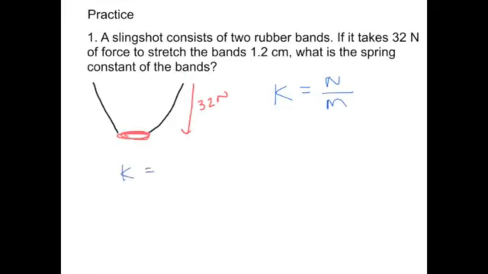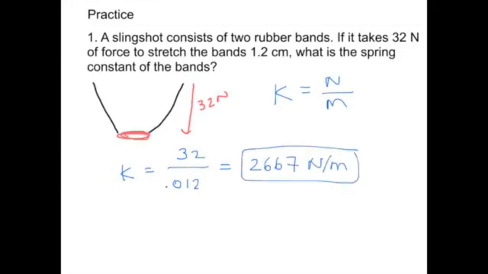We have 1.2 centimeters and 32 newtons, so we'll put the newtons on top, that's 32, and then 1.2 centimeters needs to be converted to meters, that's 0.012 meters. If we do this division, we get that k is equal to about 2,667 newtons per meter. That's how much force is required to stretch the rubber bands.